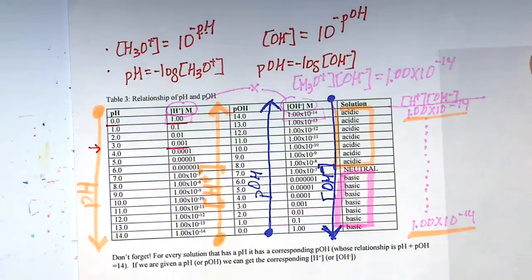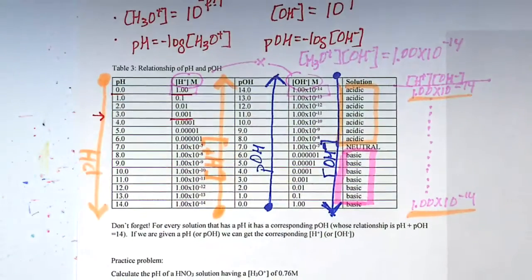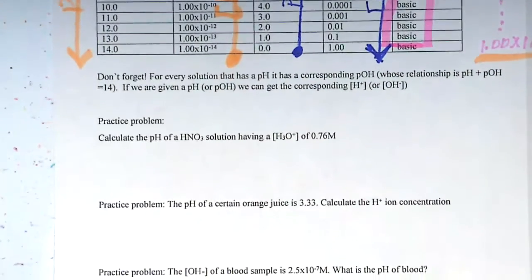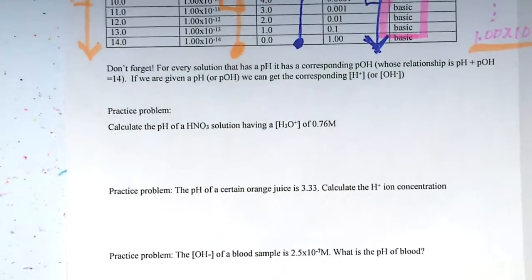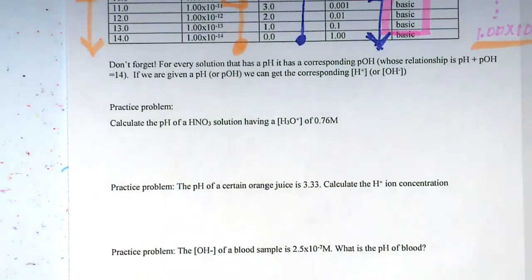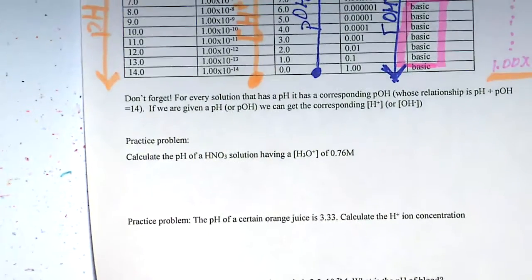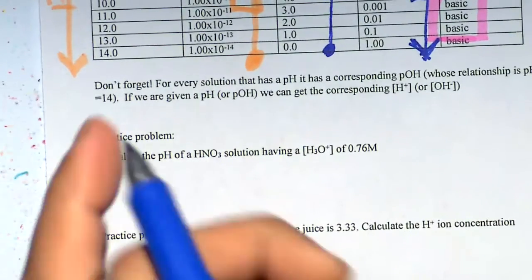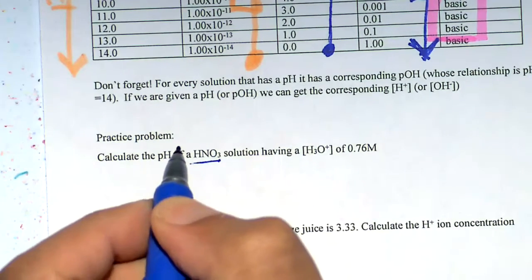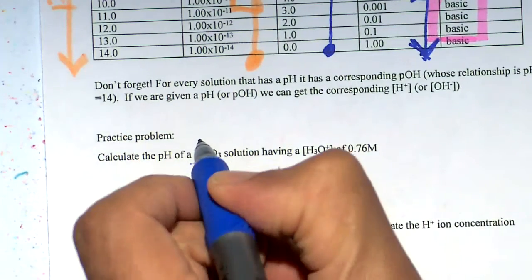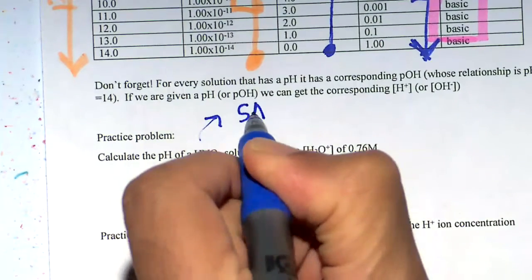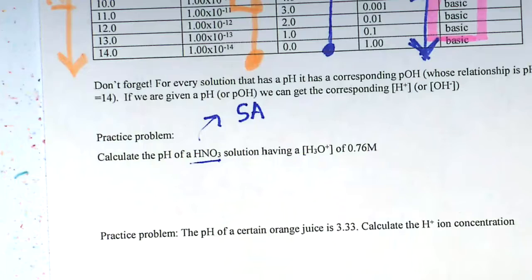All right, let's do some problems here, so we get into some numbers. Calculate the pH of a nitric acid solution having an H plus concentration of 0.76 molar. The first thing I want you to recognize is nitric acid is one of our 6 strong acids. This is a very important point.